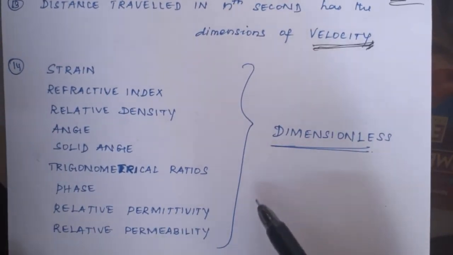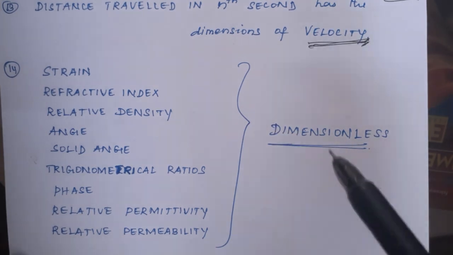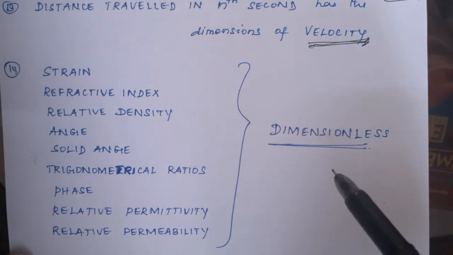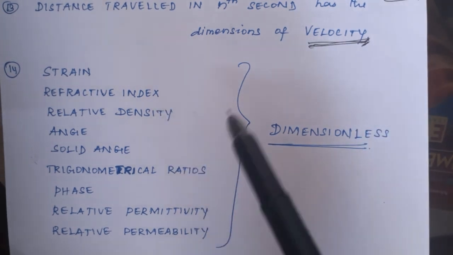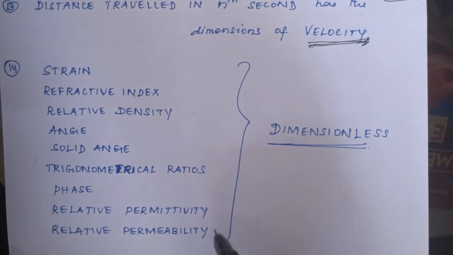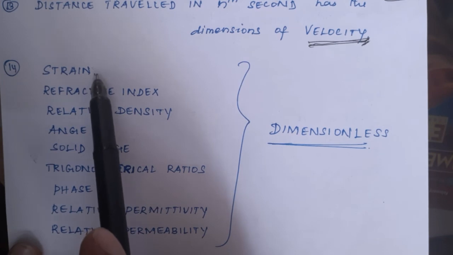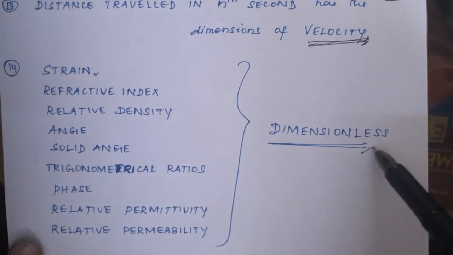Now, few dimensionless quantities very often asked in your competitive examination. Among the four pairs given below, identify the dimensionless pair. So just go through this, which is very helpful for your competitive examination. Strain is change in dimension to original dimension, which has no dimension, no unit.